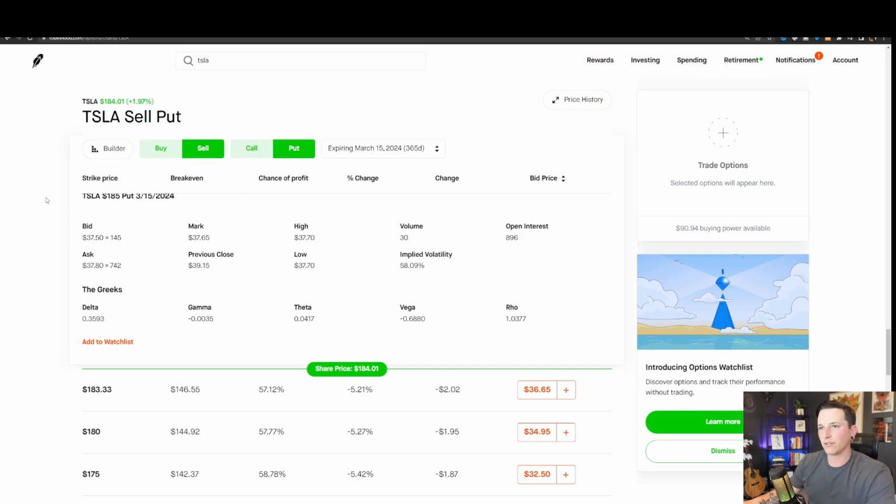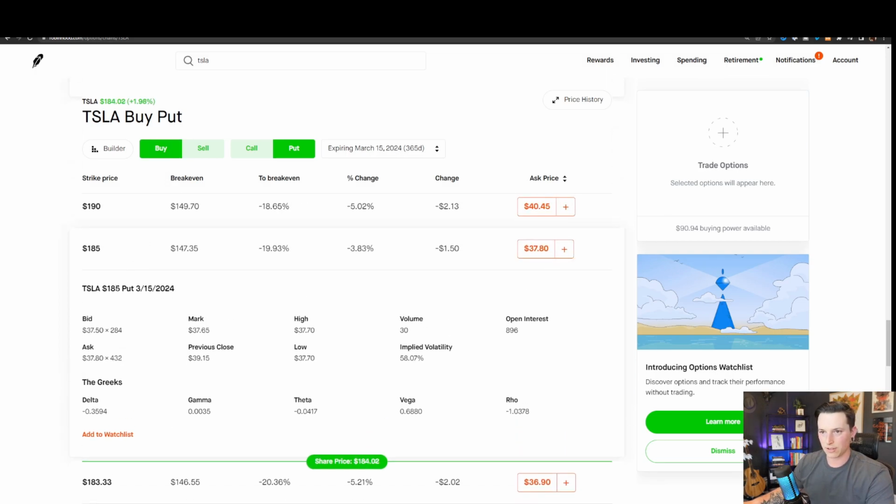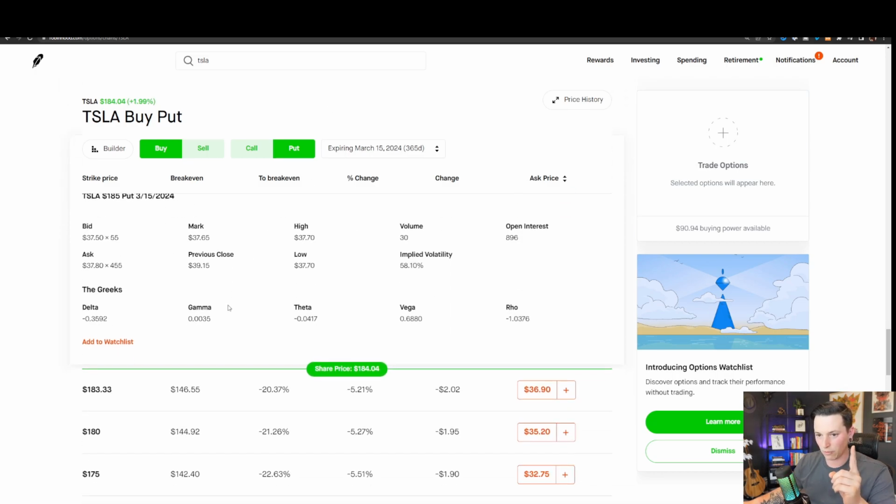So what we need to find now is a negative delta that will be equal to our positive delta. So remember, we have a positive delta of 100. So let's say we were to buy a put expiring March 15th, 2024, 365 days from now. You can see this contract has a delta of negative 35, right? It would be 0.35, but you have to times that by 100.